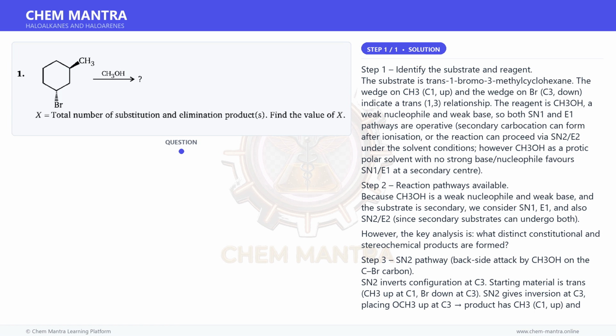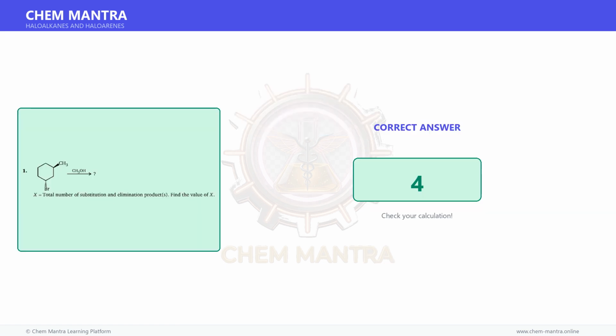Step 6. Count total distinct products. Substitution, 2: cis and trans-methoxy products. Elimination, 2 regioisomeric alkenes. Total X is equal to 2 plus 2 equals 4. Therefore, the correct answer is 4.